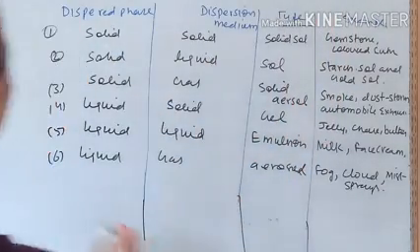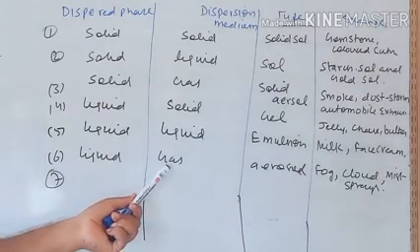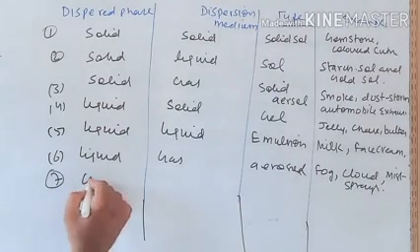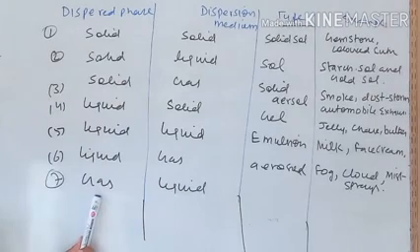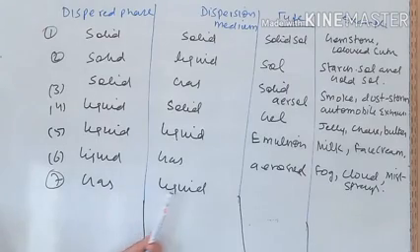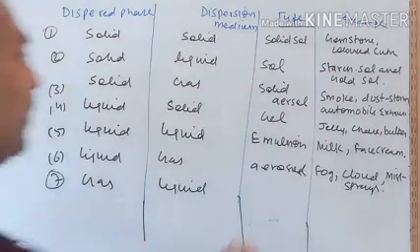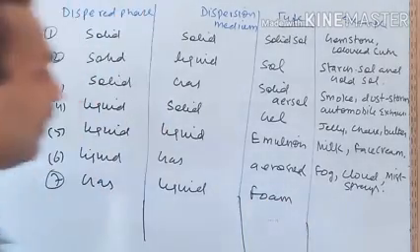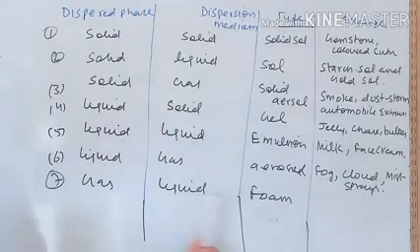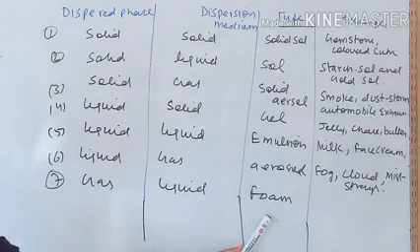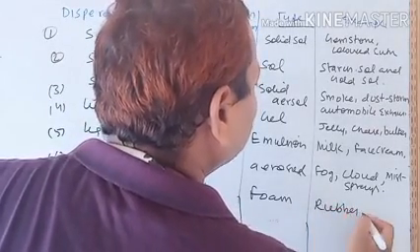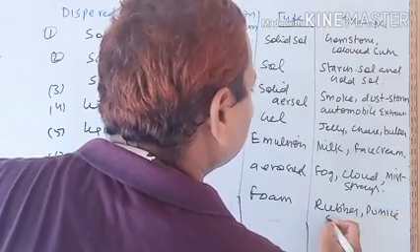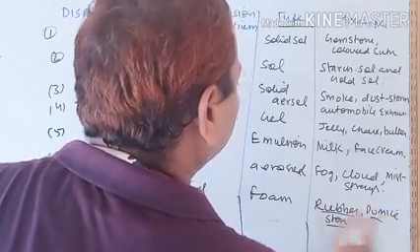Now one more, the seventh: gas and liquid. The dispersed phase is gas and the dispersion medium is liquid. The type is foam. If this combination is known as a type of colloid, it is foam. Examples of foam: foam rubber and pumice stone.